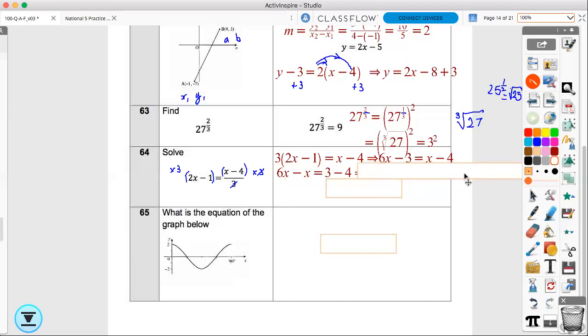We're going to take away x both sides, and we're going to add 3 on both sides. So take away x both sides will give me 6x minus x, and add 3 both sides will give me 3 minus 4, which is negative 1. And your final answer should be divide by 5 both sides. You get minus 1 over 5.